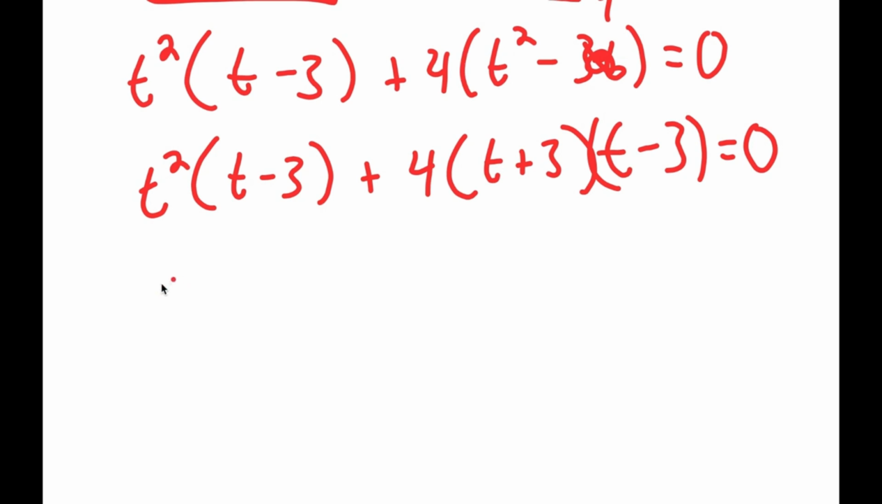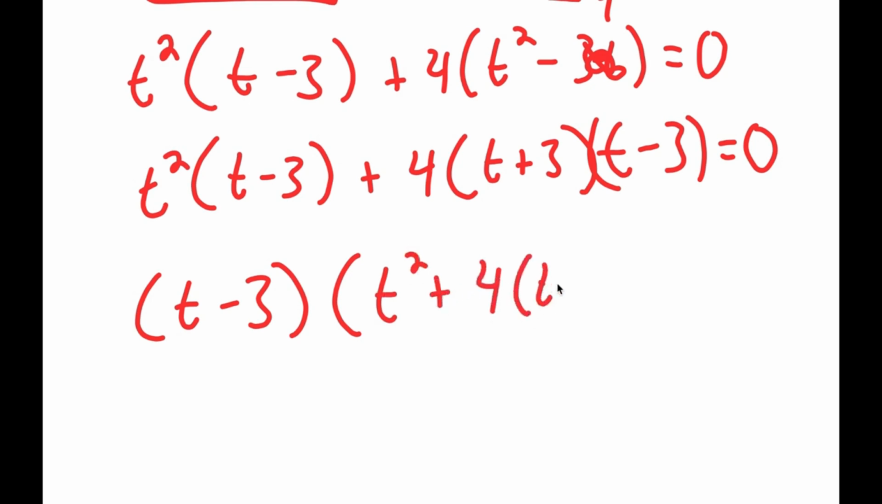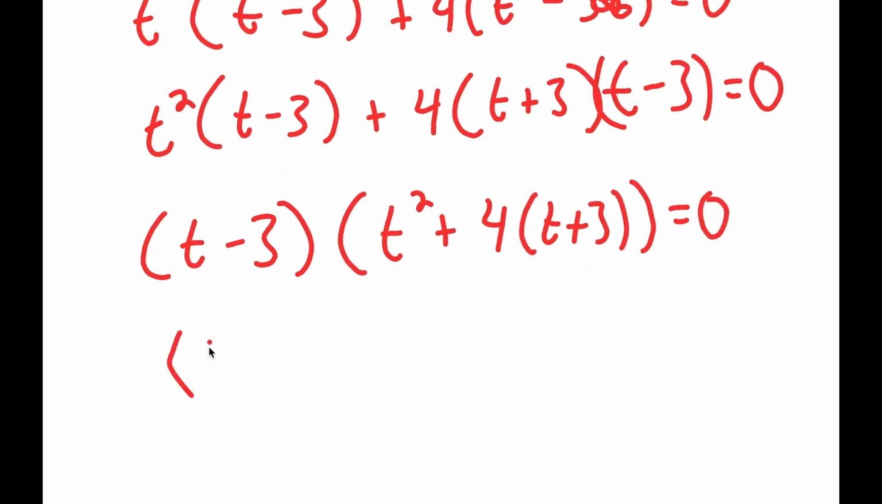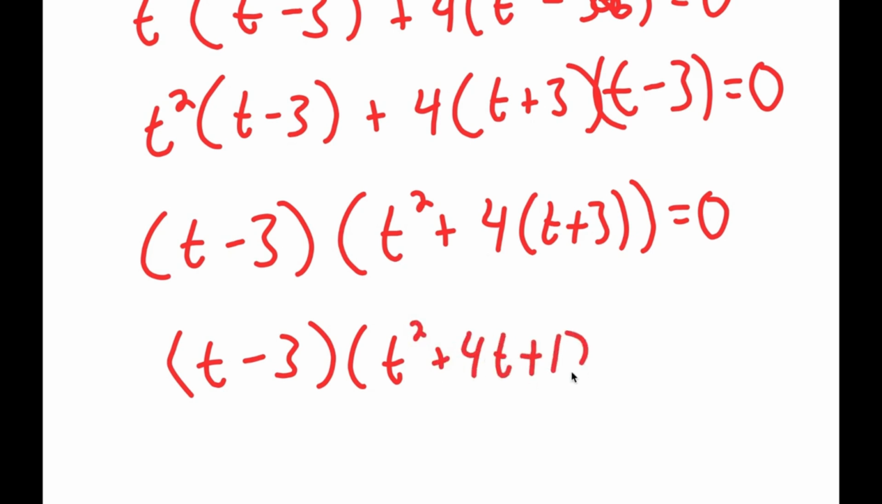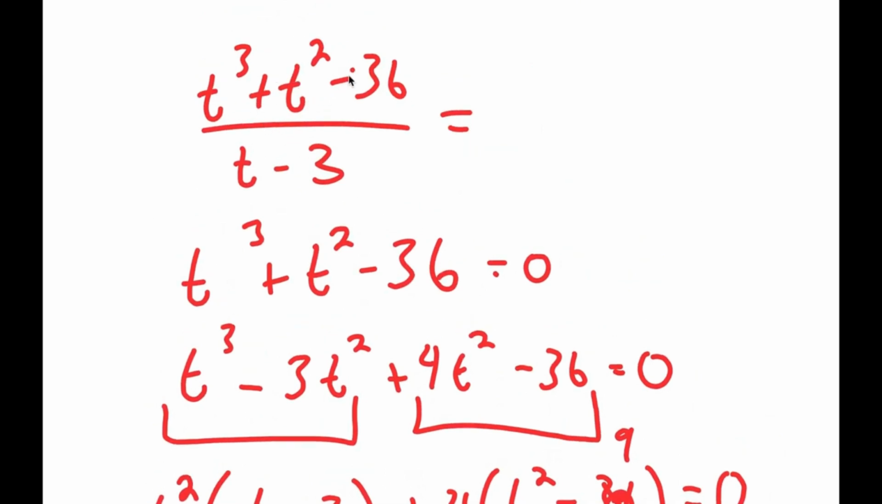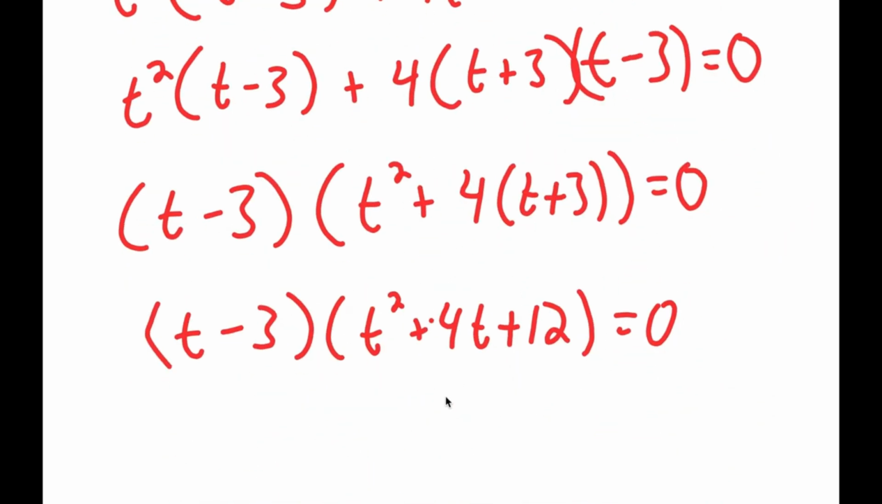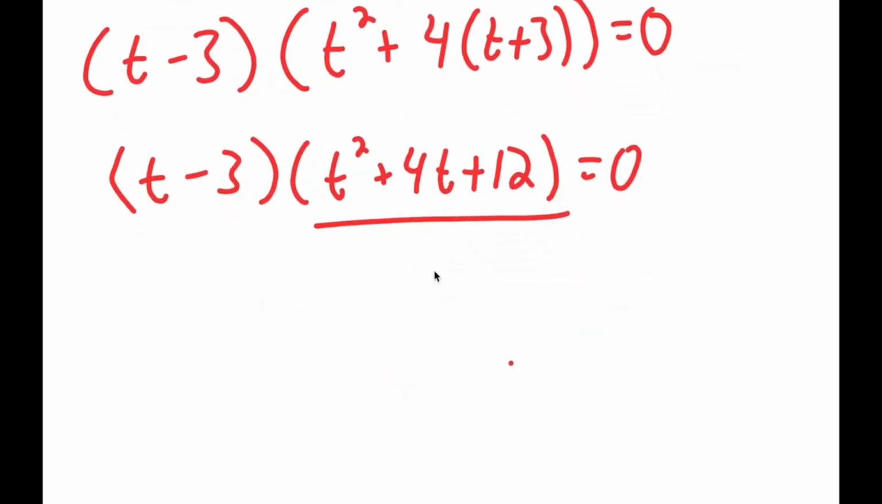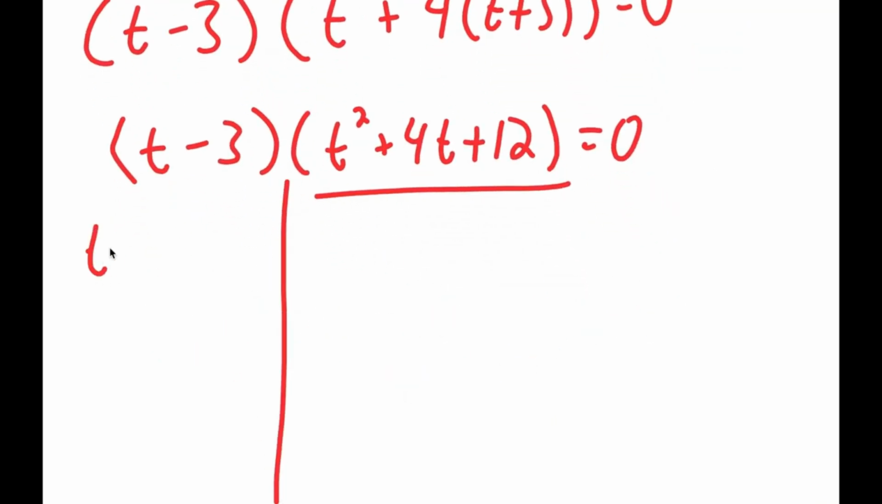Now, from this whole thing, I can factor out t minus 3. So I get t minus 3 times t squared plus 4 times t plus 3, which is equal to t minus 3 times t squared plus 4t plus 12. Meaning t to the power of 3 plus t squared minus 36 divided by t minus 3 is right here, t squared plus 4t plus 12. So now this gives me two equations. I get t minus 3 is equal to 0, and t squared plus 4t plus 12 is equal to 0.